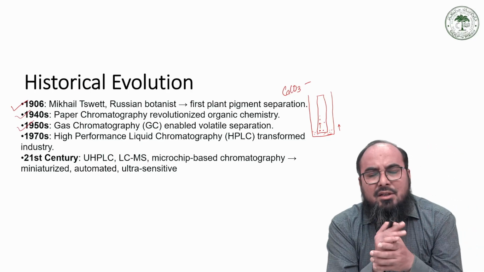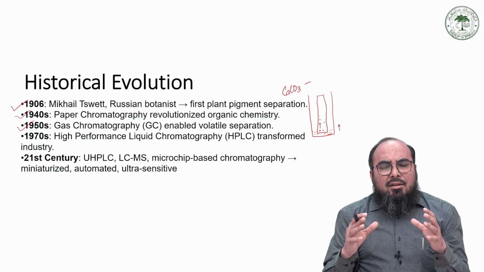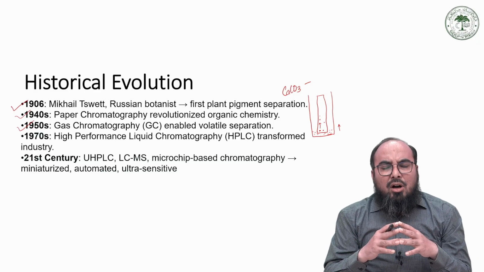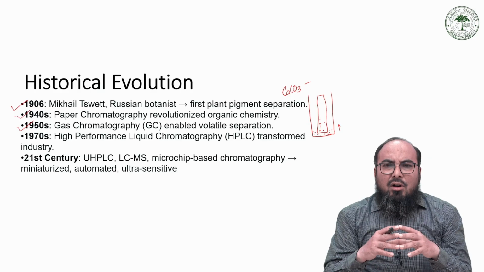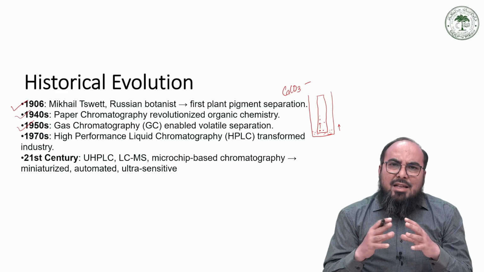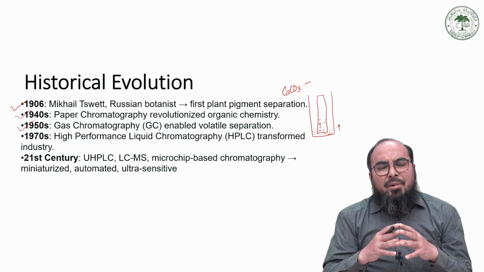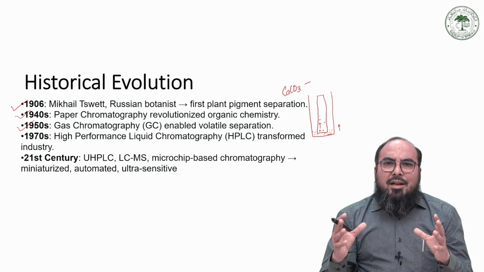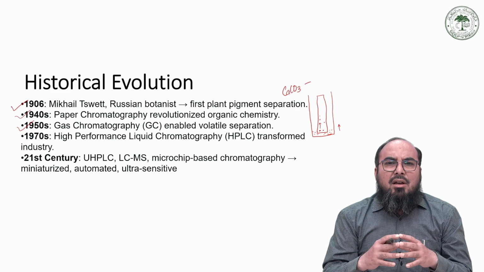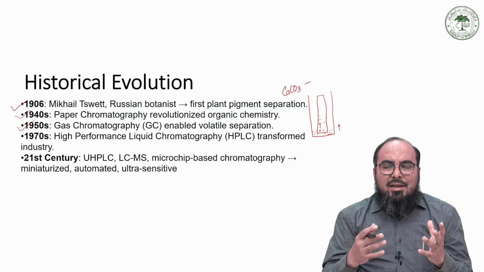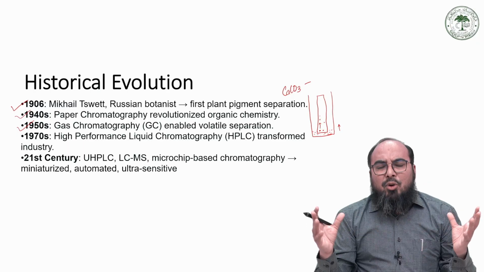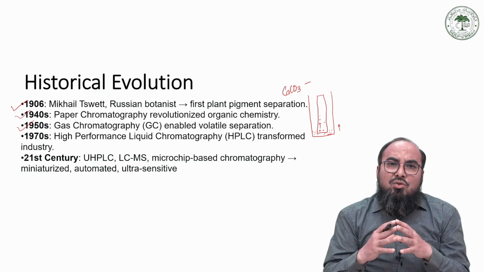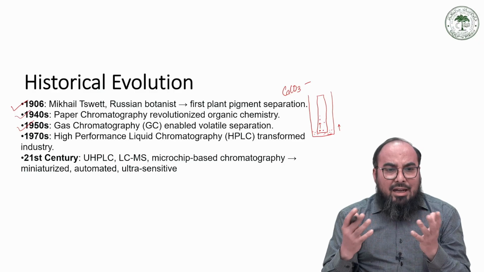Similarly, in the 1950s there came a revolution, and the technique of elution chromatography got advanced and evolved as gas chromatography. That gas chromatography is a versatile technique for separation of volatile compounds. It was the best technique to separate volatile compounds in just a matter of a few hours. You can separate a multi-component mixture. But the issue was that this technique was good for separation of only the volatile components.